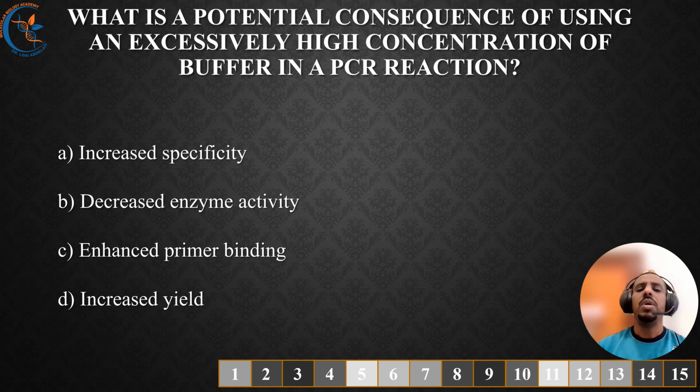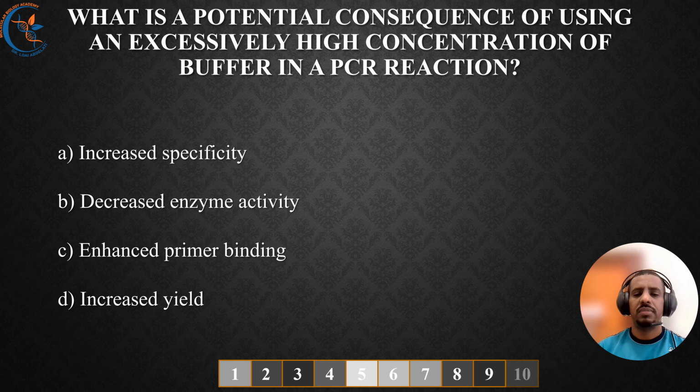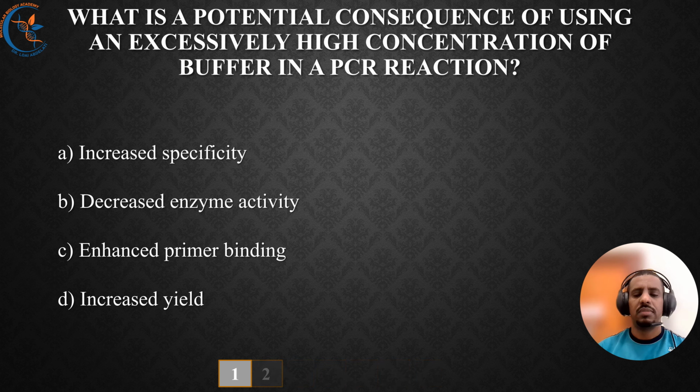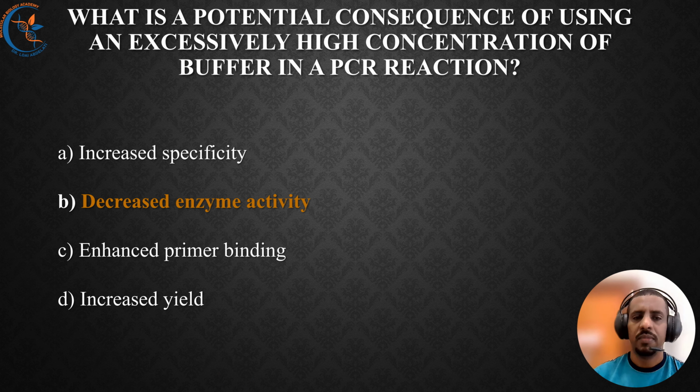Okay, next question. What is the potential consequence of using excessively high concentration of buffer in a PCR reaction? All right, the correct answer is decreased enzyme activity. Actually, high buffer concentration can lead to suboptimal pH levels, which can negatively affect the activity of DNA polymerase enzymes, reducing its efficiency.